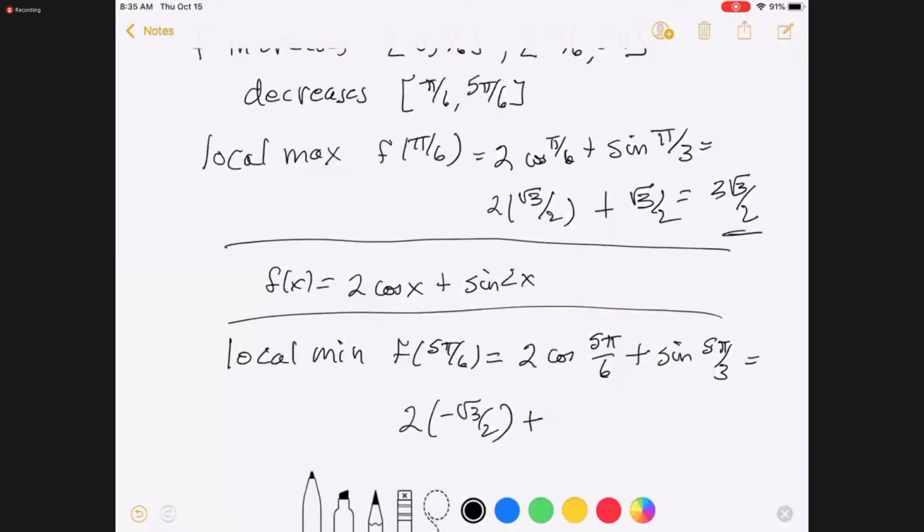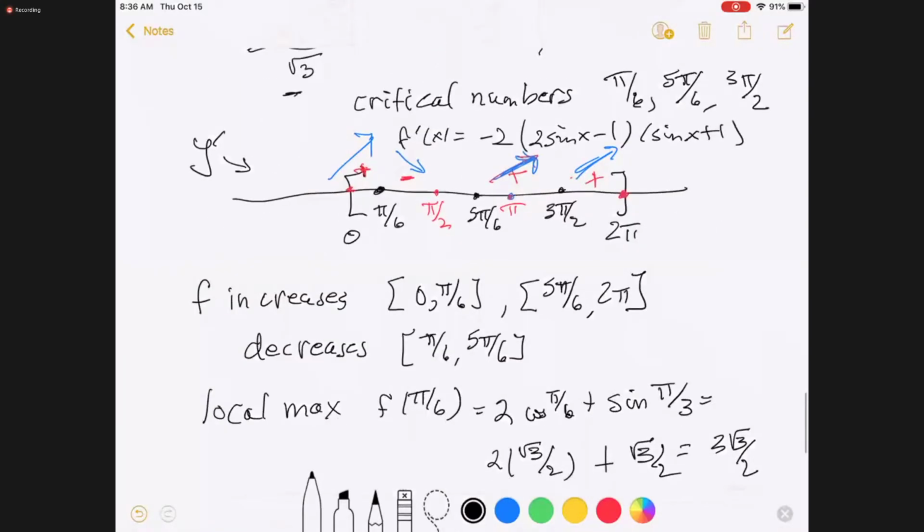The sine of 5 pi over 3, 5 pi over 3 is in the fourth quadrant. Excuse me. Okay, fourth quadrant, so that means the sine is negative. And that means I'm going to get minus the square root of 3 over 2. So this is minus 3 times the square root of 3 over 2. Local minimum. Okay.